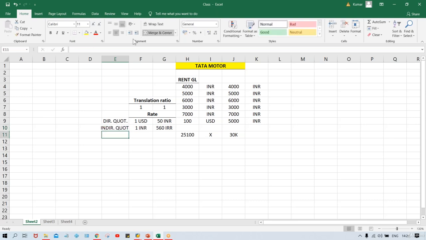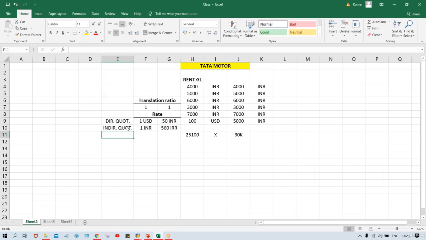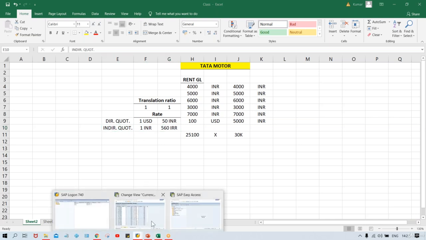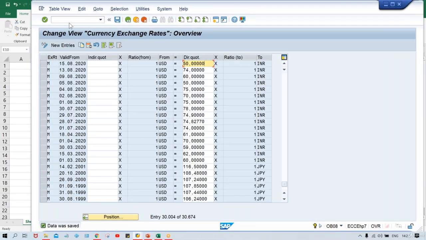So when the rates are going to be specified under direct quotations and when rates are going to be specified under indirect quotations, I'll tell you. Now, whenever local currency, it means your company code currency, value is smaller than the foreign currency, in that case we are going to specify the rate under direct quotations. And whenever local currency value is higher than the foreign currency, in that case we are going to specify the rate under indirect quotations.